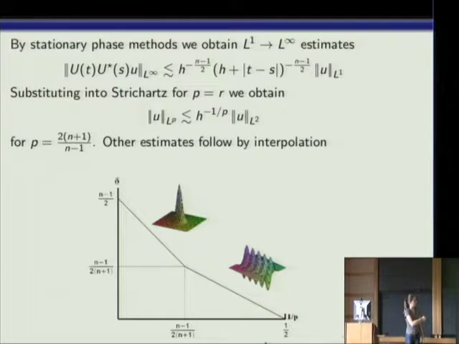Now, substituting into Strichartz's, setting p equal to r and solving for p, we obtain p is equal to (2n+1)/(n-1). So that's how we find our critical point. You can mark this in and then just interpolate to get all the other estimates. So now we have this for semiclassical quasimodes.